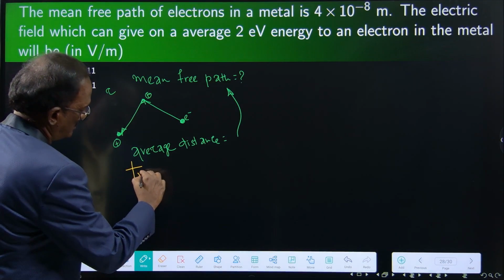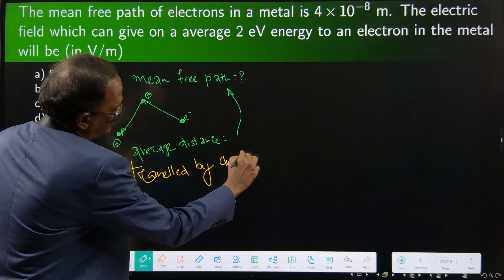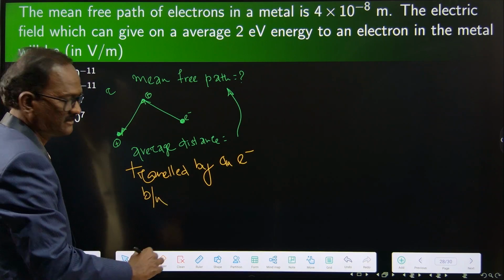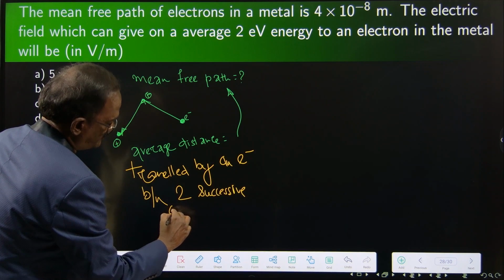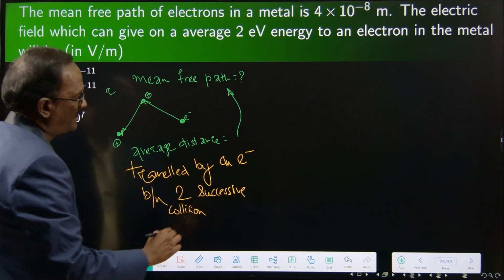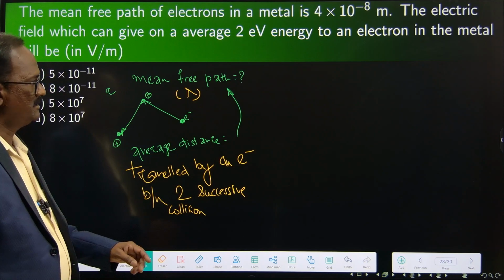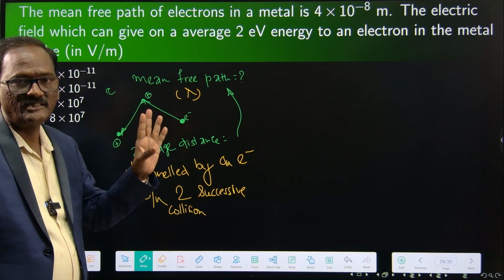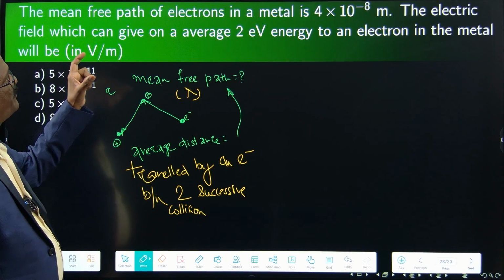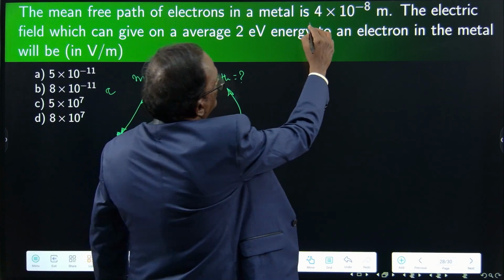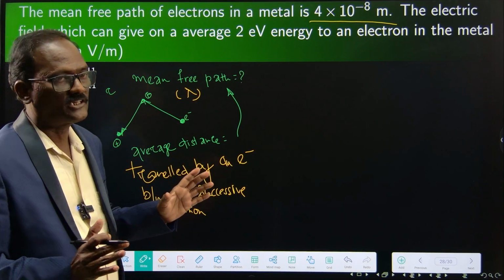The average distance traveled by an electron between two successive collisions. This is written as lambda. Mean free path is written as lambda, in meter, while time tau is in second, right? So the mean free path of electrons in a metal is given as 4 into 10 to the power minus 8 meter. The electric field which can give an average 2 electron volt energy.